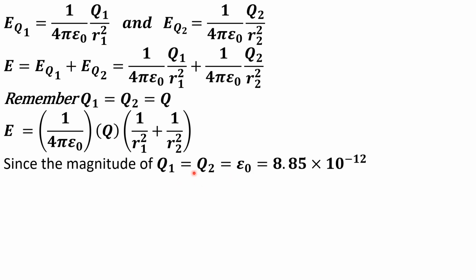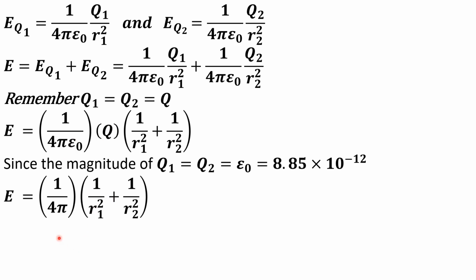Also notice that epsilon 0 is equal to 8.85 times 10 to the negative 12, hence the magnitude of Q1, which is equal to Q2, is equal to the magnitude of epsilon 0, which is 8.85 times 10 to the negative 12. So these two quantities will cancel out, and we are going to obtain E to be equal to 1 over 4 pi into 1 over R1 squared plus 1 over R2 squared.